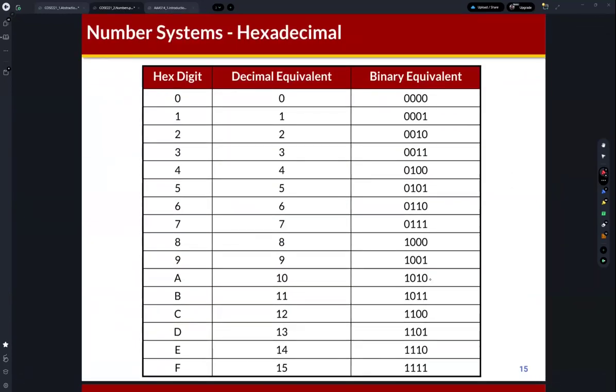So this is a conversion table. This is the hexadecimal digit, and it is equivalent to a four-digit binary number, from 0000 up to 1111. As you can see, one digit can represent four binary digits, which means that we can reduce the number of digits if we use the hexadecimal number system.